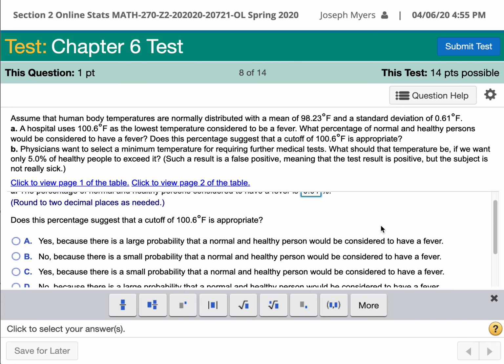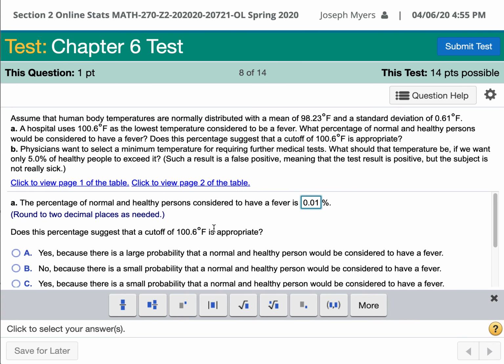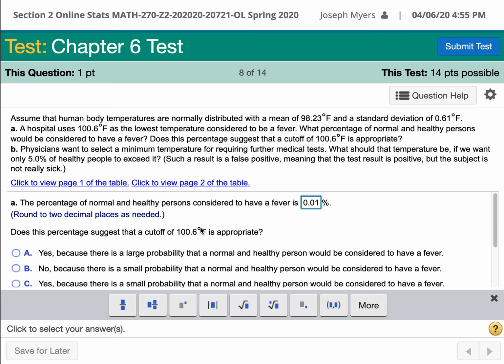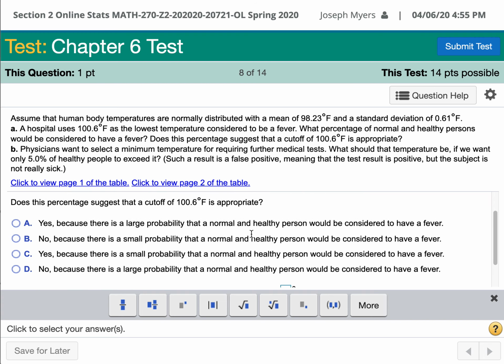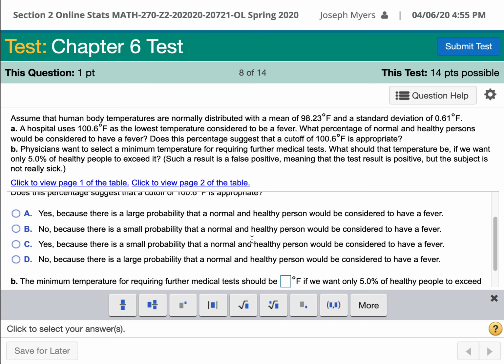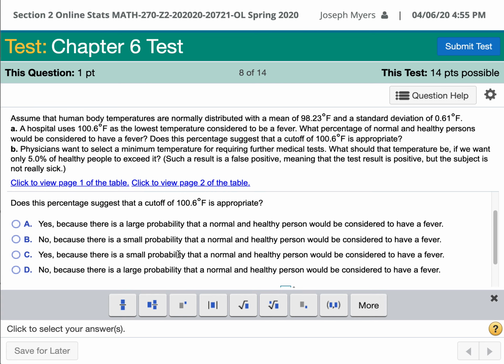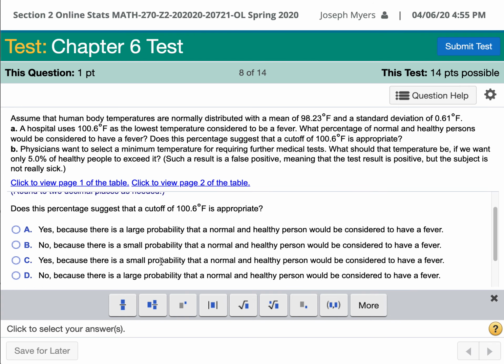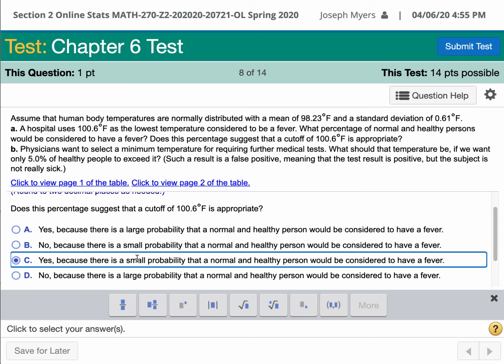Does this percentage suggest that a cutoff of 100.6 is appropriate? Well, I would say yes, because there's not very many healthy people who actually have fevers of 100.6. There is a small probability that it could happen. So I would say yes, that's a good cutoff, because there's only a small probability that a normal and healthy person would be considered to have a fever.